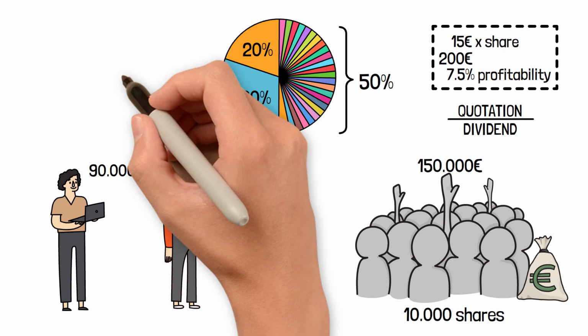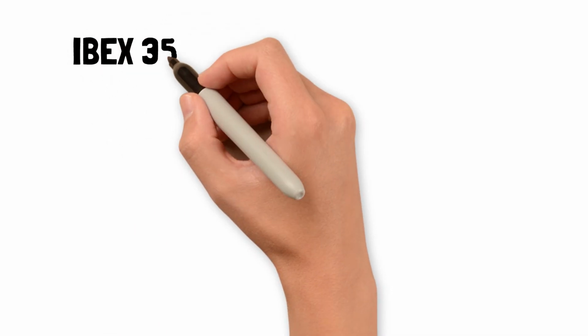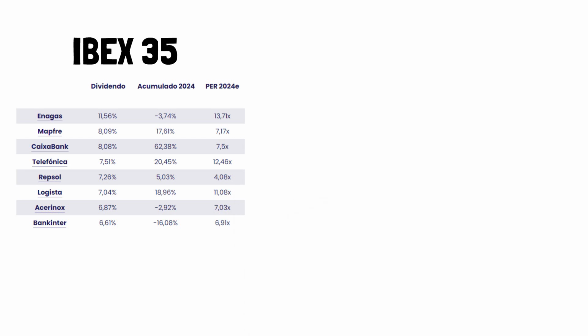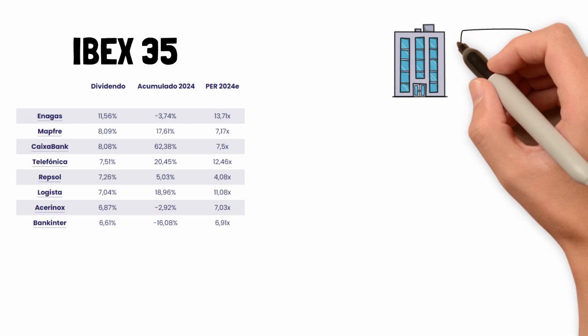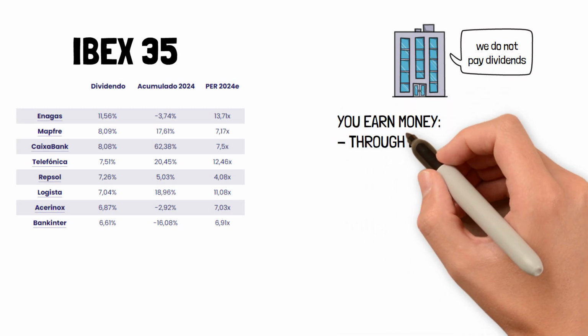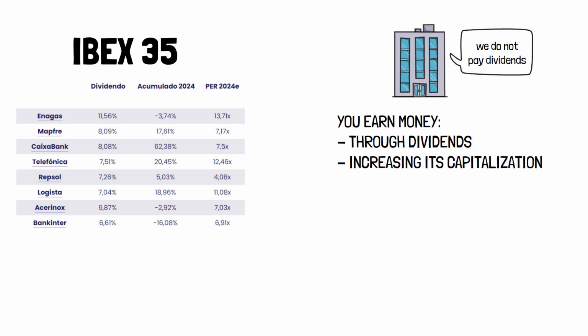We already know basically what dividends are, now let's see a little more of the real world. In the Spanish stock market, or better known as the IBEX 35, most companies distribute dividends. What happens with this? Neither are the companies obliged to distribute dividends, nor do all those that distribute them do it equally. With shares we can earn money in two ways, through dividends, or through capitalization, that is to say that the value of the company grows and with it the value of its shares.